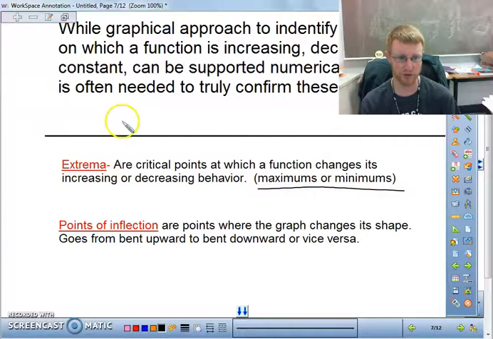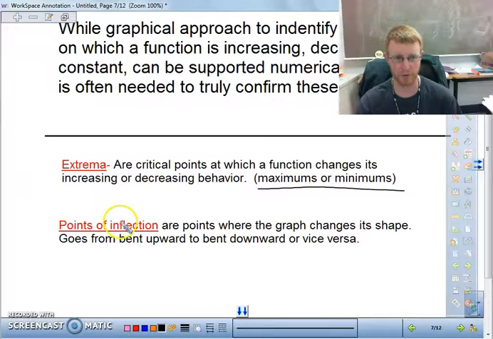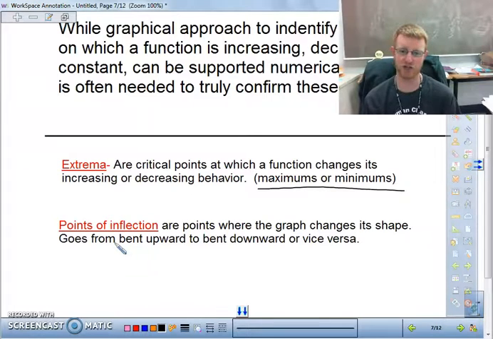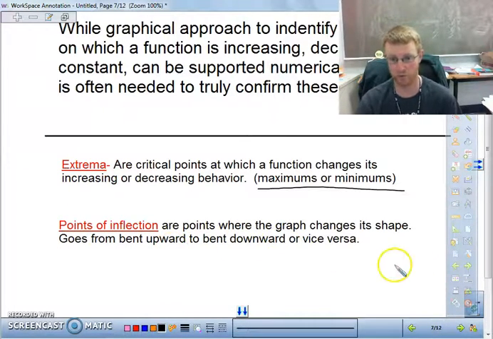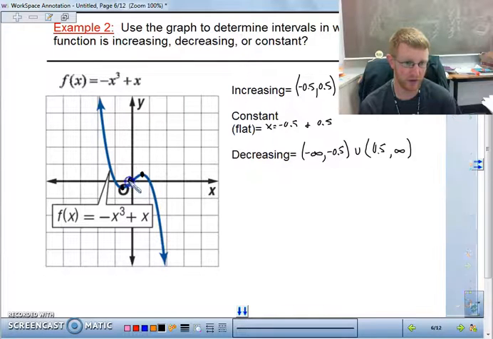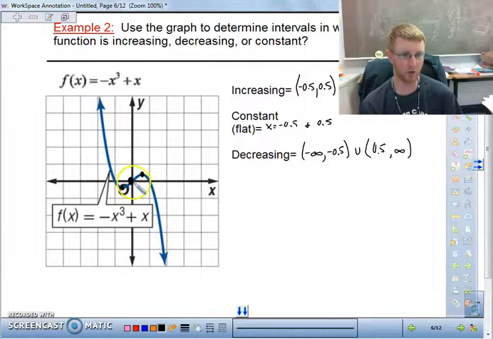We consider those extrema. Now, points of inflection are a little bit more difficult because you've never seen this term before. Points of inflection are points where the graph changes its shape. So it goes from bent upward to bent downward. Looking at this, we would call this bent upward, and it's still bent upward, and then somewhere right around this point, instead of being bent upward, it's now curved or bent downward. That is what we call a point of inflection, where a graph changes how it's shaped.